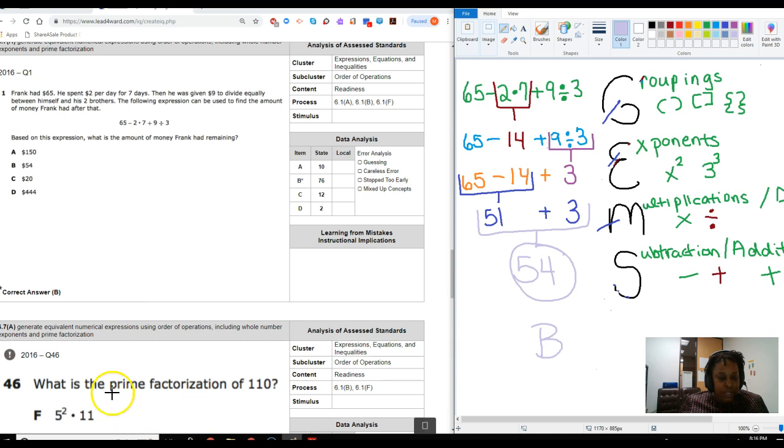We look over here. Okay, if you look over here, the answer is 54. And we got it correct because 76% of the people in the state of Texas got this question correct.